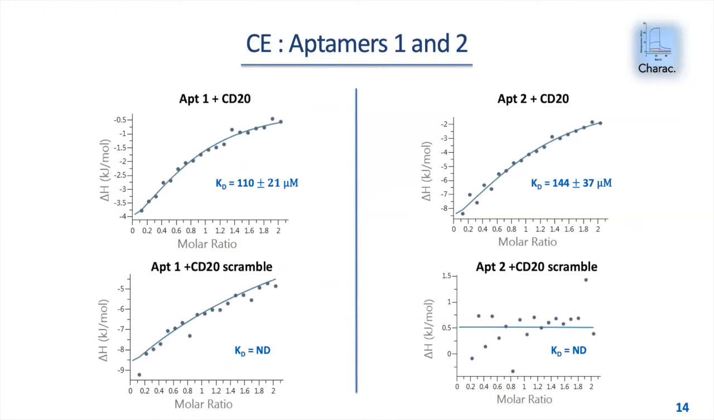And we saw kind of the same result as we had using the CE, with KD around 100 micromolar or 140 micromolar for both aptamer 1 and 2. While for the scramble, we had mostly non-specific interaction and we couldn't even fit for aptamer number 2.